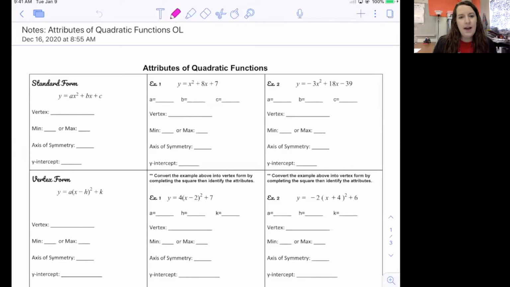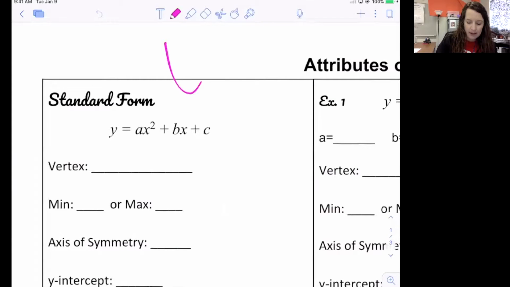Let's talk about how to find attributes of a parabola in two different forms. You can see your equation of a parabola written in standard form, which is ax squared plus bx plus c, or in vertex form, y equals a times (x minus h) squared plus k. We're able to find the same attributes in either form, but the formulas are going to be a little bit different because the values that we have are different. Either way, you're going to have a graph of a parabola either pointing up or pointing down.